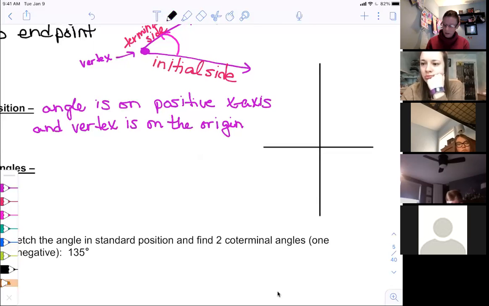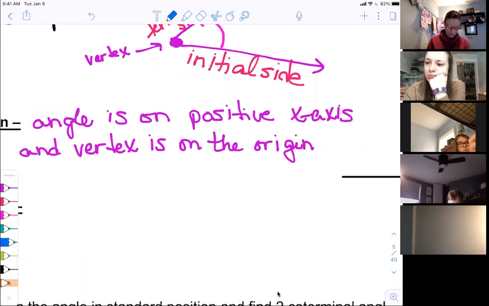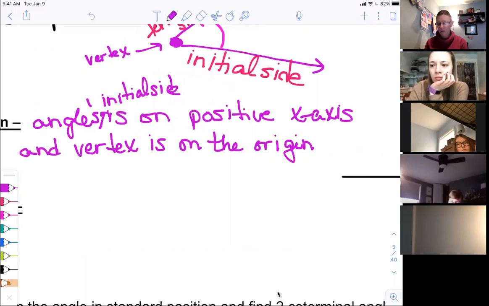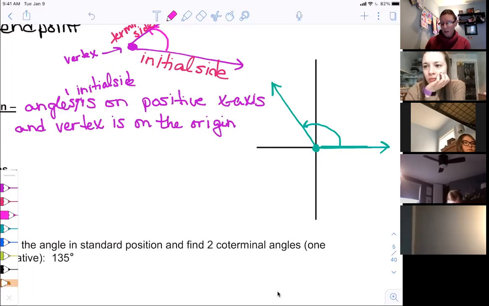So if an angle is drawn in standard position, the vertex is at the origin and the angle has an initial side on the positive x-axis. Maybe we'll say initial side. And then we have some type of rotation when we draw our angles. So I'm going to make my angle look like this. So this would be an angle drawn in standard position.